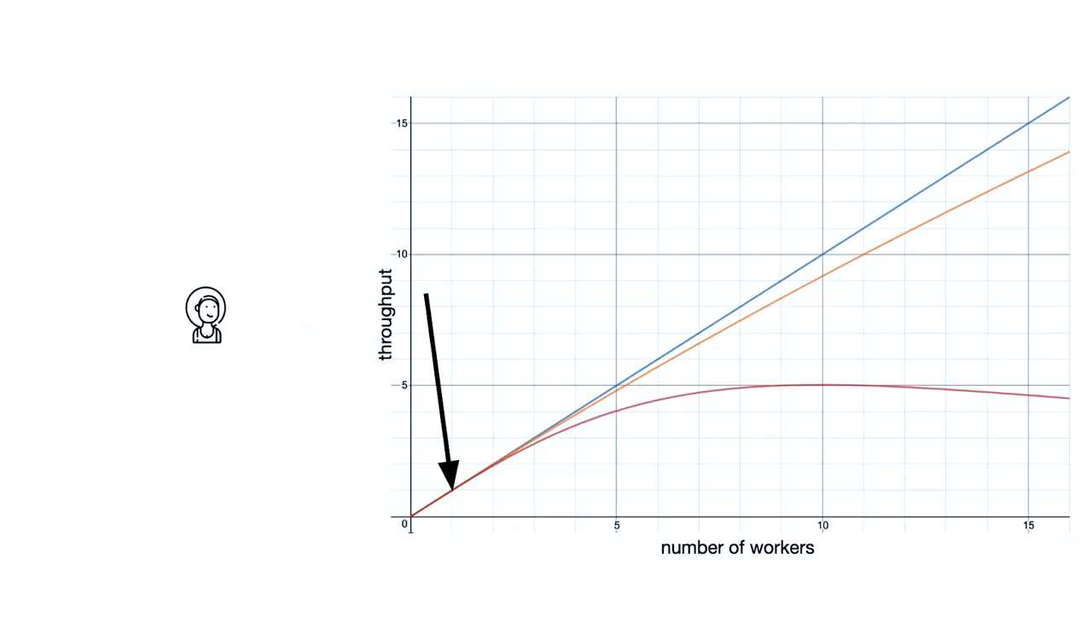So we'll start with a solo contributor. A drawing of a woman appears alone to the left of a graph with x-axis, labeled number of workers, from 0 to 15 in increments of 5. Y-axis, labeled throughput, from 0 to 15 in increments of 5. Blue line from coordinates 0, 0 to 15, 15. Red line arcs from 0, 0 to 15, 13. Pink line arcs from 0, 0 to 10, 5 to 15, 4.5. Black arrow on pink line at 1, 1.